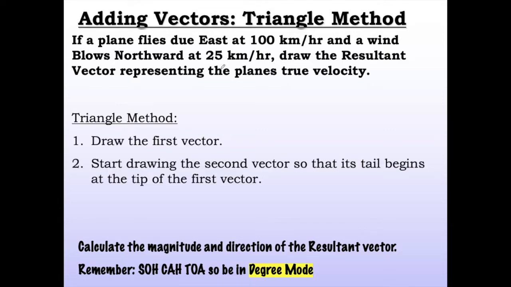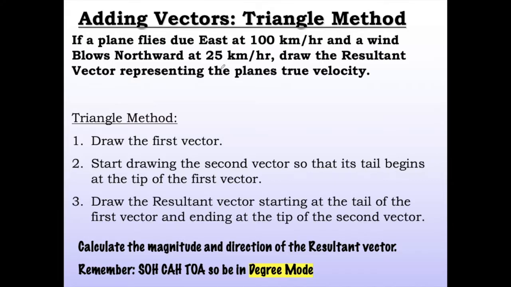1. Draw the first vector. 2. Start drawing the second vector so that its tail begins at the tip of the first vector. And for right now, just jot this into your notes and then we'll do this example and it'll make more sense. And then finally, number 3, draw the resultant vector starting at the tail of the first vector and ending at the tip of the second vector.